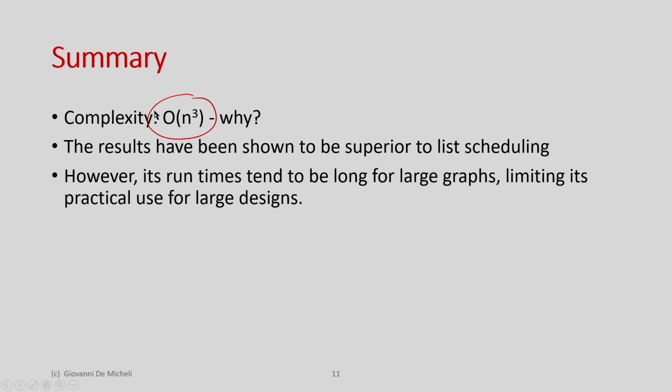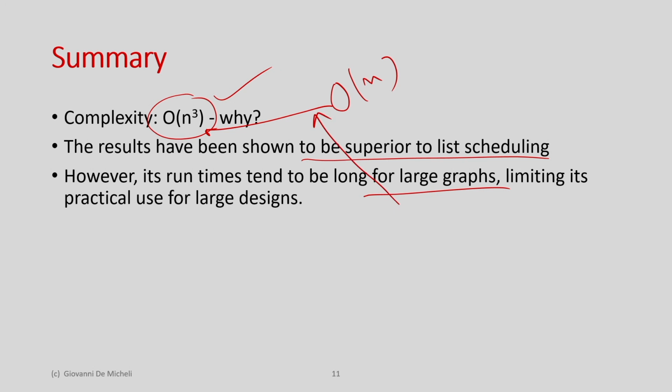Whatever is found, the results given by force directed scheduling are much better than list scheduling, but the only thing is that the complexity is quite high, because in list scheduling it was order of n and here it is order of n cube. So, for a large graph it will take more time. Although it gives very good results, because of the complexity it may not be applicable to very large designs, but for smaller designs it always gives better results than list scheduling. So, with this I conclude today's class. Thank you.